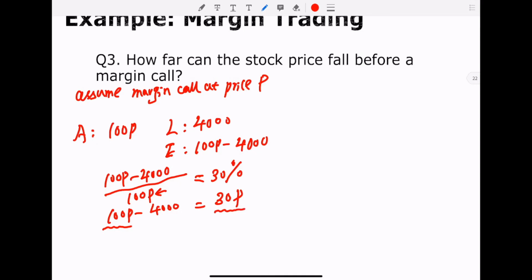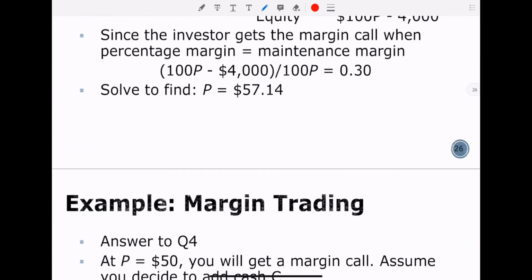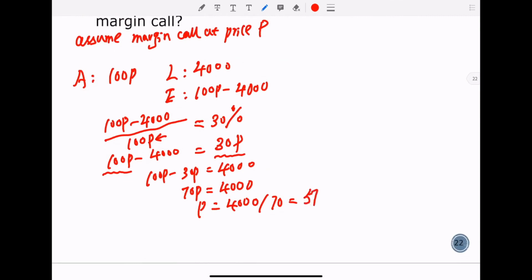The basic mathematical principle is when you move one value from the left to the right, or from the right to the left, you will have to change the sign, right? So it will become 100p minus 30p equals 4,000, which is 70p equals 4,000, which is p equals 4,000 divided by 70. So let me see what's the value here. So it's 57.14. Right, it's 57.14.